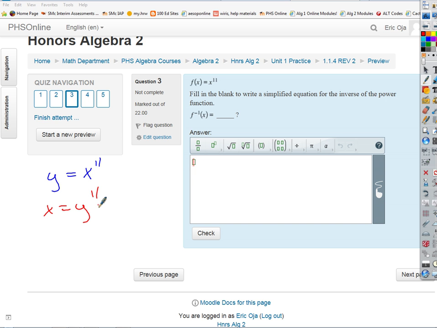Solve for x. Well, how do we do that? How do we undo y to the 11th? 11th root. Yeah. So y equals the 11th root of x, and then I want to write that as f inverse, so that's what I'm going to enter in there, right? Okay, no big deal. I did give you one that's a little tricky on here.